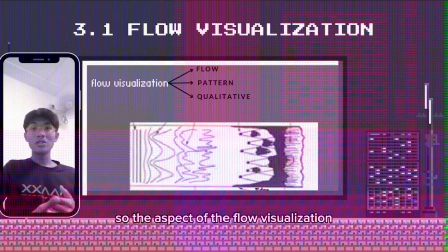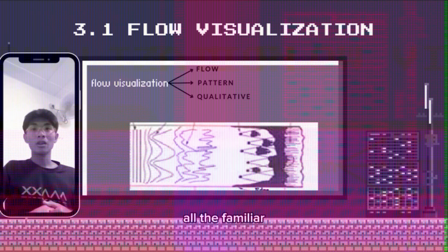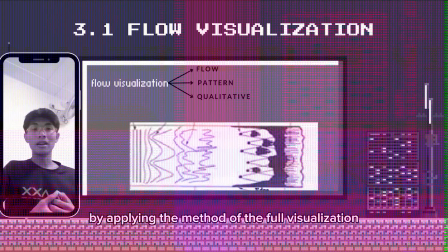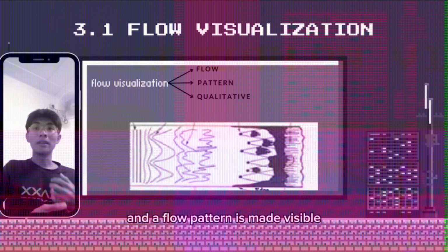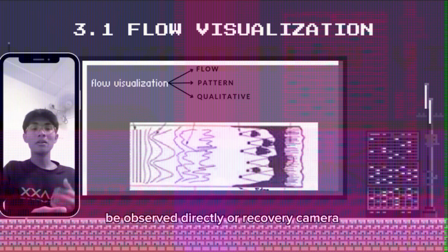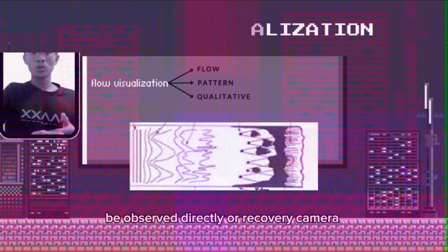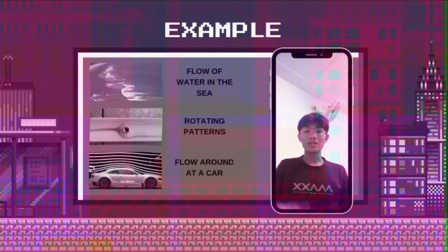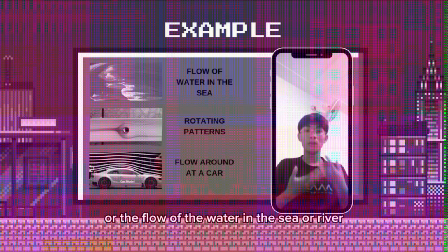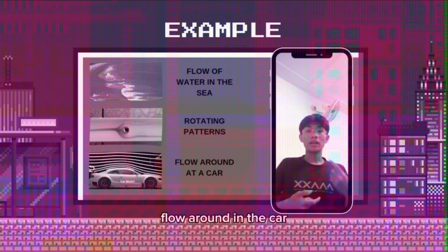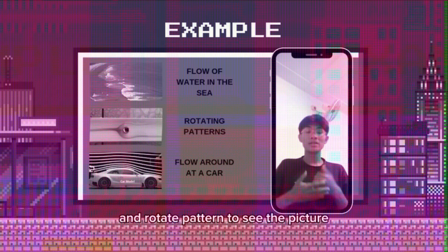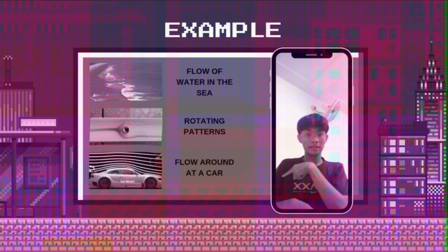So the aspect of flow visualization is that we become familiar with it by applying the method of flow visualization. A flow pattern is made visible and can be observed directly or recorded with a camera. Alright, so this is our example. Examples of flow are the flow of water in the sea or river, flow around the car, and rotating patterns, as you can see in this picture.